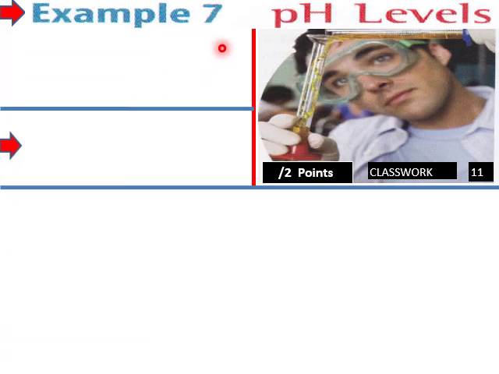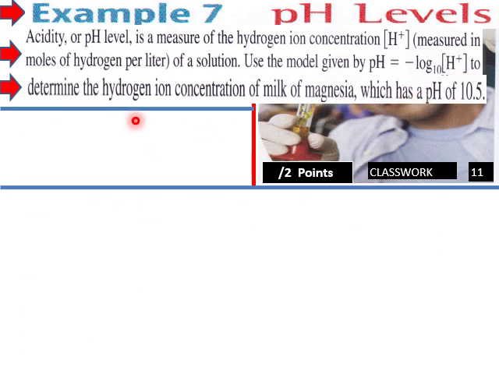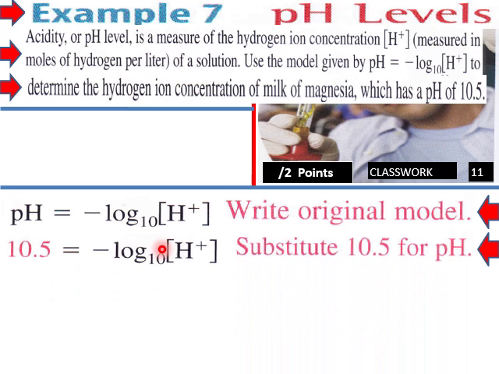So let's go into our example 7 here, pH levels. Acidity or pH level is a measure of the hydrogen ion concentration, H+, measured in moles of hydrogen per liter of a solution. Use the model given by pH equals negative log base 10 of H+ to determine the hydrogen ion concentration of milk of magnesia, which has a pH of 10.5. So write your original model.